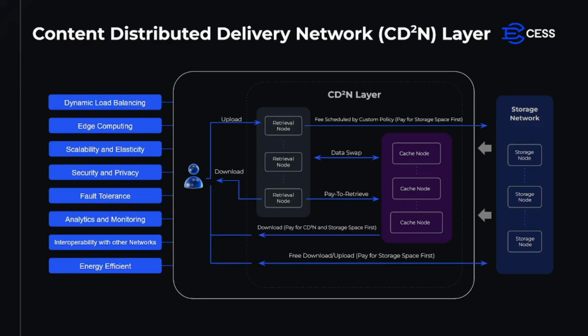In summary, the CDN² layer within the CESS ecosystem leverages the combined efforts of retrieval nodes and cache nodes to optimize data access and delivery. With advanced features like dynamic load balancing, edge computing, and fault tolerance, this layer ensures a robust, efficient, and scalable content distribution network, providing users with fast, reliable, and secure data access in a decentralized network.